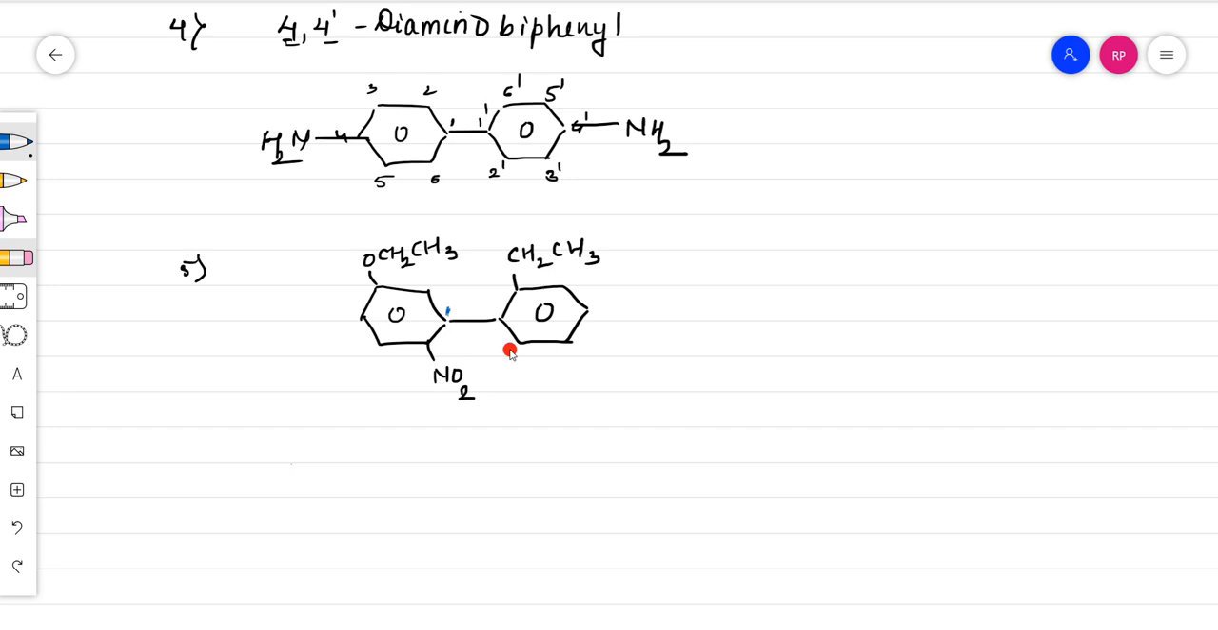So if I number this 1, 2, this will be 2, 3, 4, 5, 6. So positions are 3 and 6. If I number it from here, this will be 1, 2, 3, 4, 5 and 6. So the positions are 2 and 5. 2 plus 5 is 7. And if I number it from here, 3 plus 6 is 9. So go for the side which gives you the lowest possible sum. 3, 4, 5, 6, and here 1 dash, 2 dash, 3 dash, 4 dash, 5 dash and 6 dash.